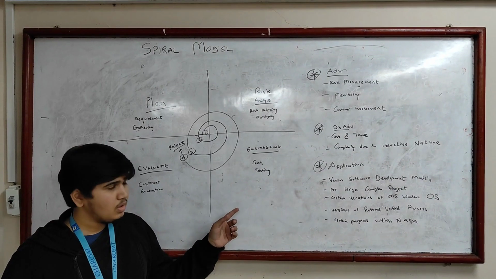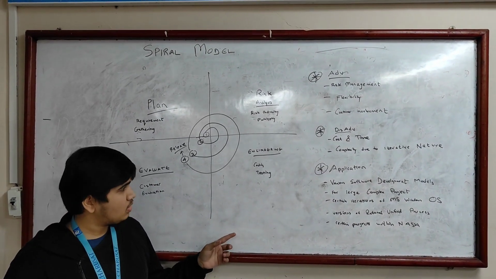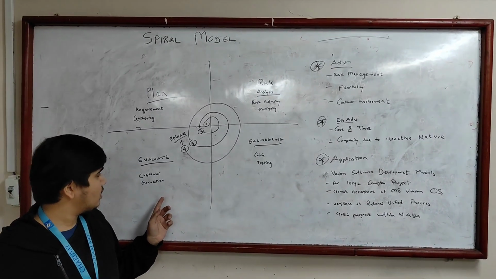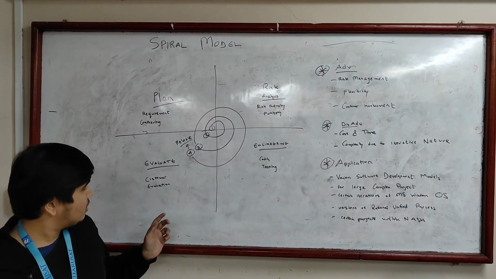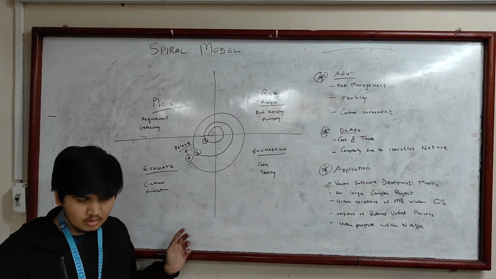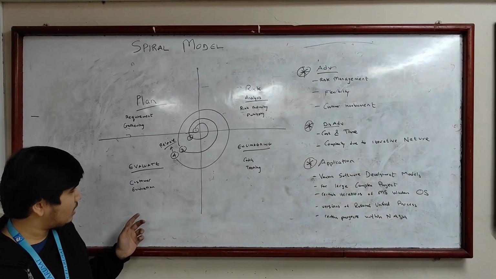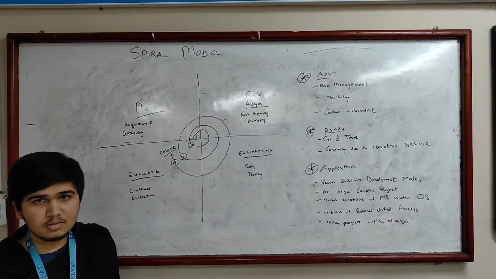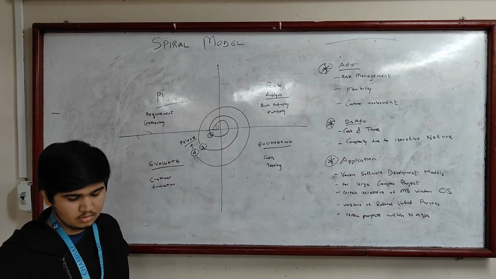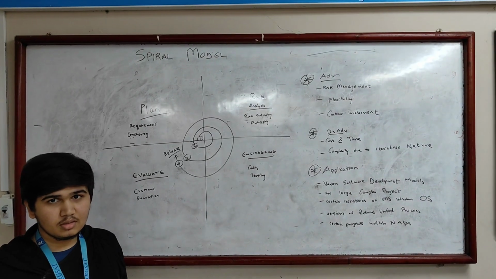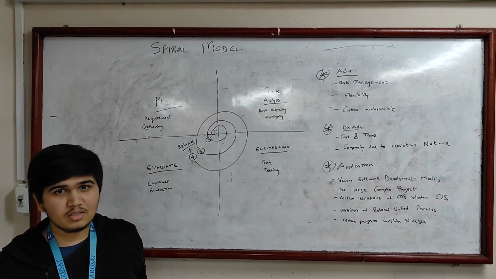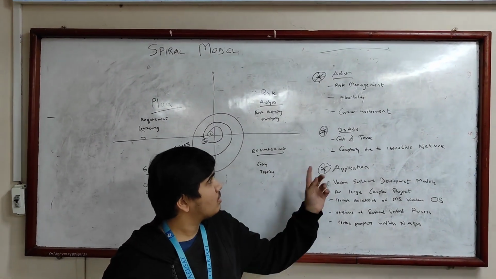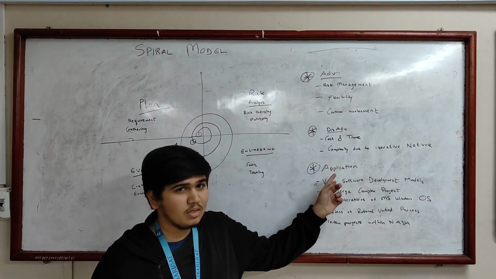Third is engineering. Coding and testing of the product is done in engineering. And fourth is evaluation. Customer feedback leads to the betterment of the product. Spiral model goes through a series of iterations known as cycles. The advantages of the spiral model are risk management, flexibility, and customer involvement.